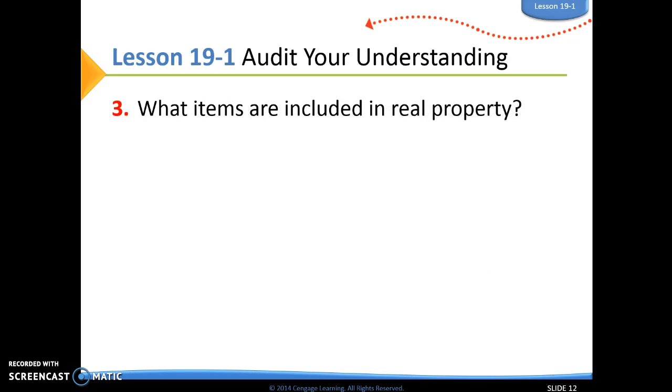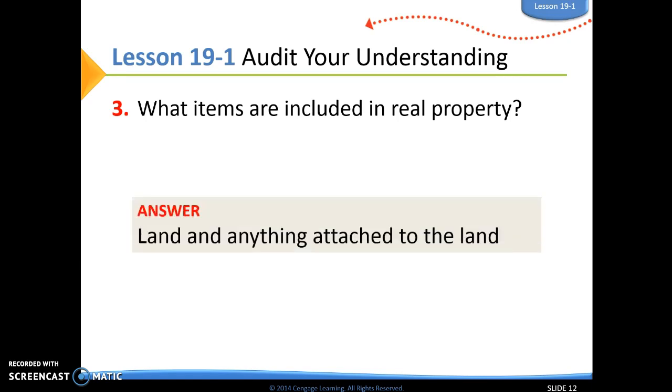And number three, what items are included in real property? Real property, or remember it's called real estate, is land and anything that's attached to that land. That is the end of 19.1 lecture. Go ahead and go to the 19.1 work together.